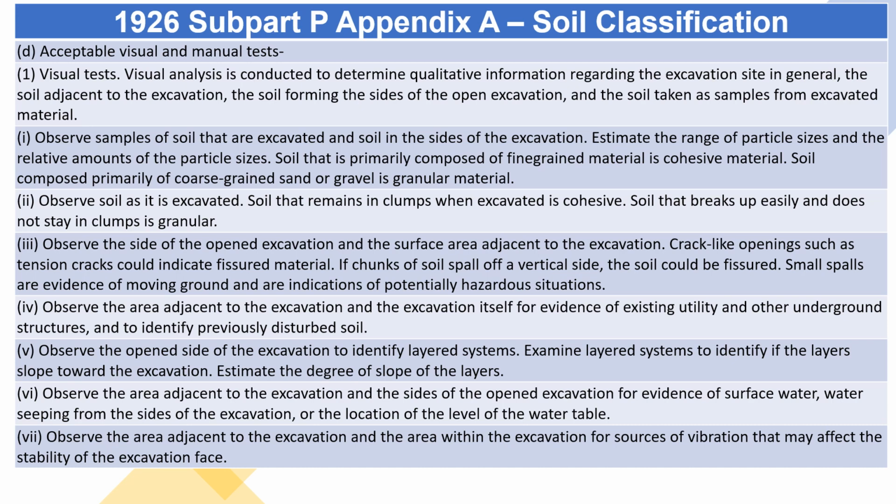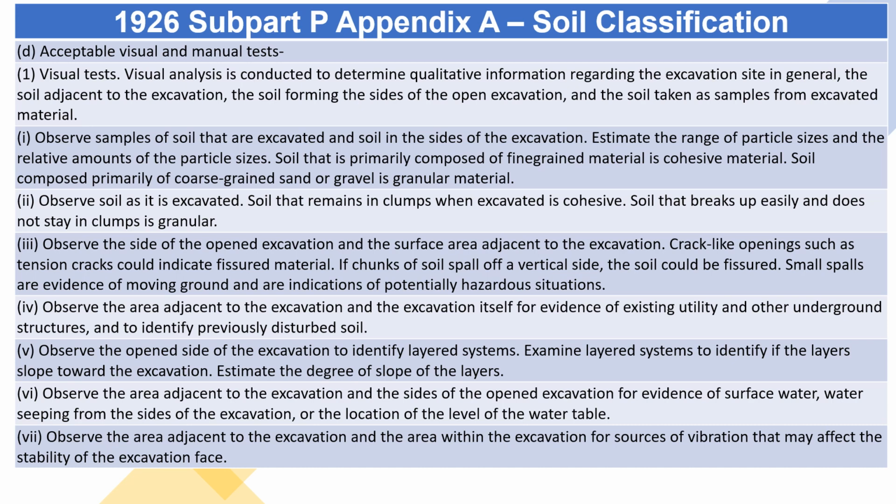Soil that is primarily composed of fine-grained material is cohesive material. Soil composed primarily of coarse-grained sand or gravel is granular material. (b) Observe soil as it is excavated. Soil that remains in clumps when excavated is cohesive.